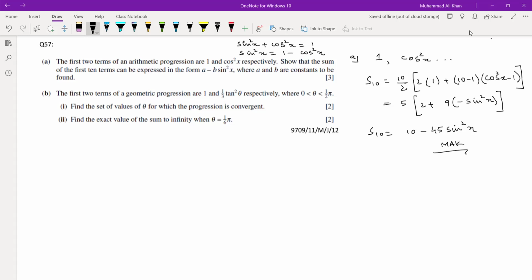Now, in the B part, the first two terms of a geometric progression are 1 and 1 upon 3 tan square theta. Find the set of values of theta for which the progression is convergent. We have to find the values of theta for which the progression is convergent. When you were told about convergent and divergent progressions, it was said that R must be between -1 and 1. The common ratio should be between -1 and 1.